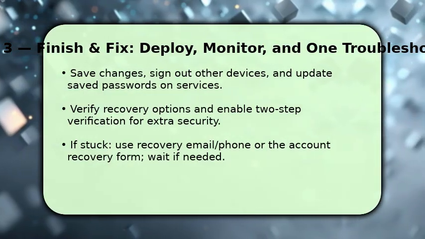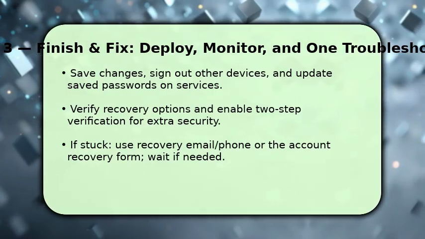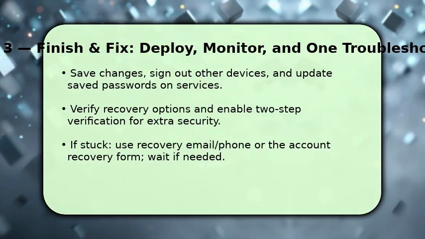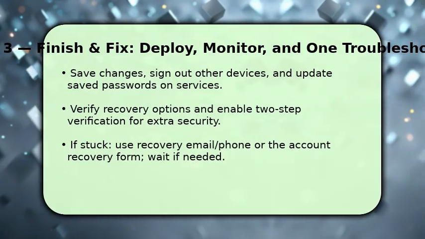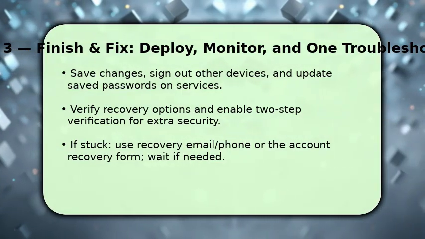If something goes wrong, like you can't verify identity, use your recovery email or phone to receive codes, try the account recovery form, and allow 24 to 48 hours for automated checks. Patience often resolves verification.